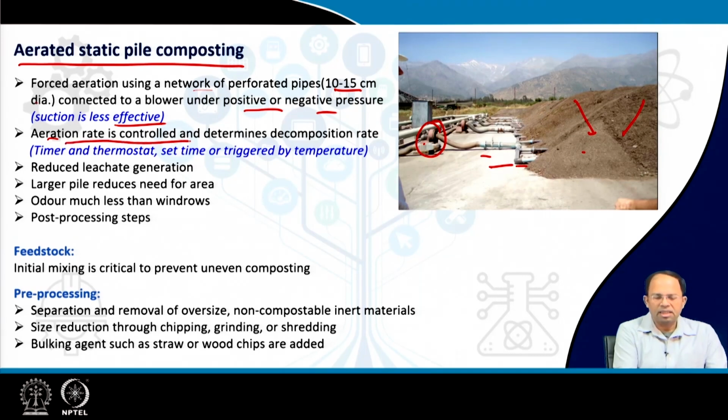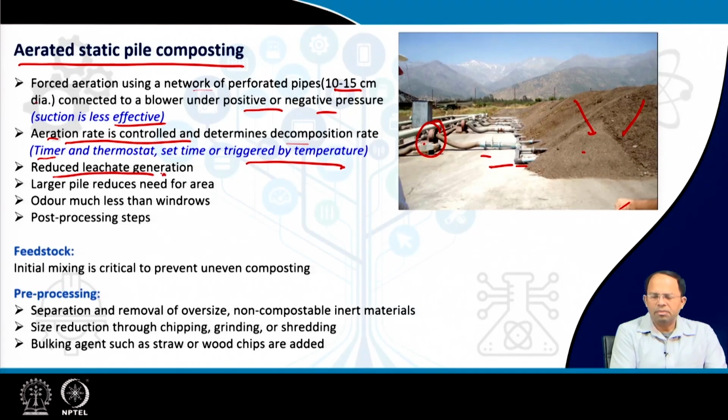The aeration rate, or the way this blower operates, is controlled and determined based on the decomposition rate of the compost. This could be controlled via a thermostat, meaning there is a temperature sensor inside that checks the temperature. When the temperature reaches a certain level, we start the aeration. Or it could be a timer-based system, where after certain time periods the blower will operate. Or it could be triggered by temperature, so that when a temperature is reached, the blower starts operating.